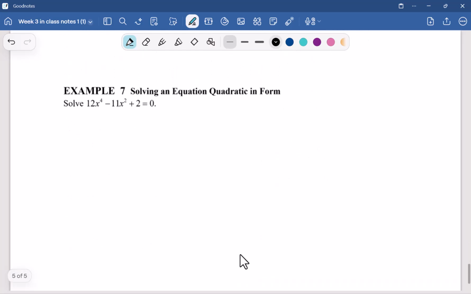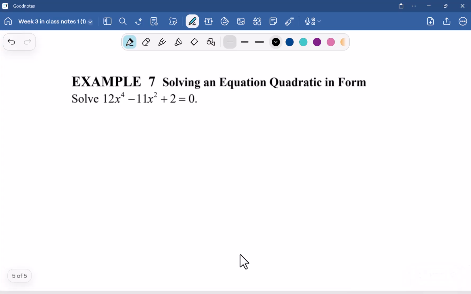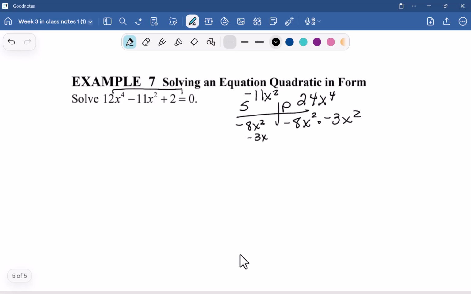Oh, last one. Now we're going to look at solving an equation in quadratic form. So I'm going to do the exact same thing. I'm going to S&P. When I see 3, S&P. So negative 11x squared, multiply 12x to the 4th times 2 is 24x to the 4th. I want to know what multiplies to give you 24 and adds to give you negative 11. That's going to be a negative 8x squared and a negative 3x squared. Will a negative 8x squared minus 3x squared give me 11?